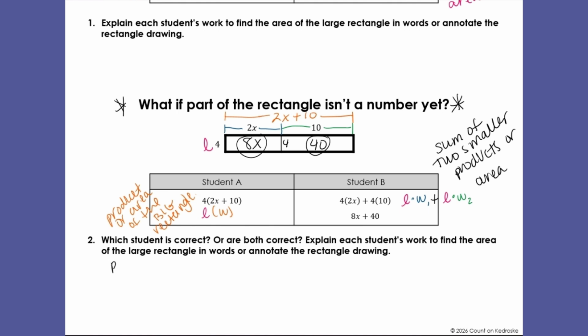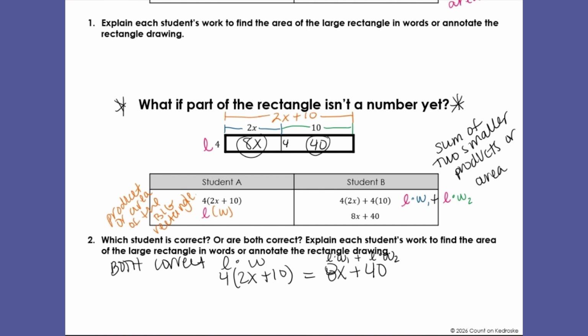So they're definitely both correct. They just look a little different. So student A says the area is 4 times 2x plus 10. So they did like a width, I keep wanting to say width, they did a length times the width of the big rectangle. Whereas student B said, hey, no, it's 8x plus 40, meaning it's the length times the first width plus the length times the second width. So 2 different ways to be thinking about this problem, but both are correct.